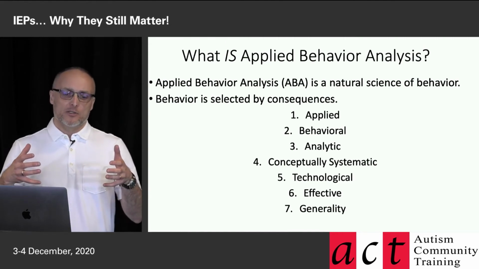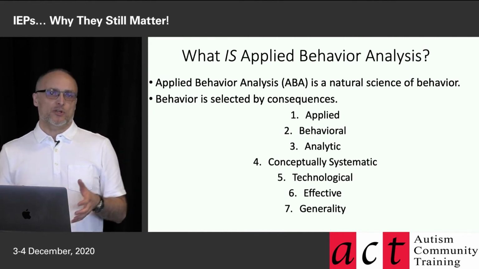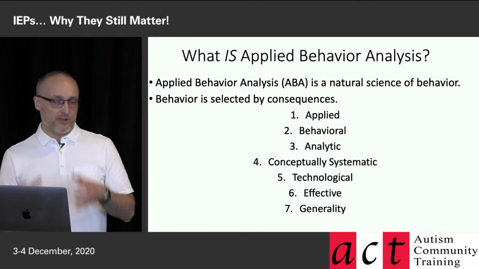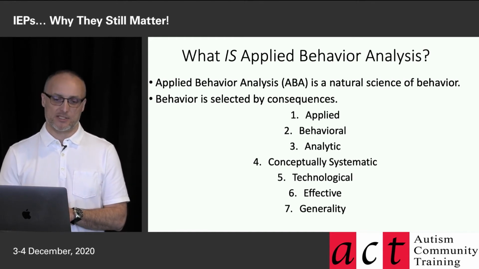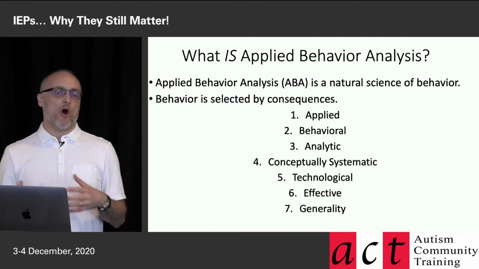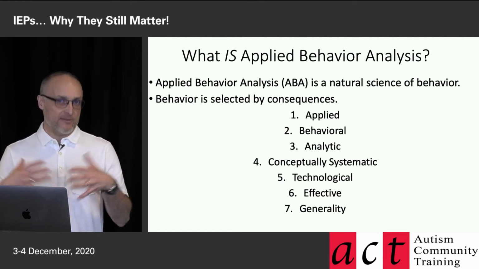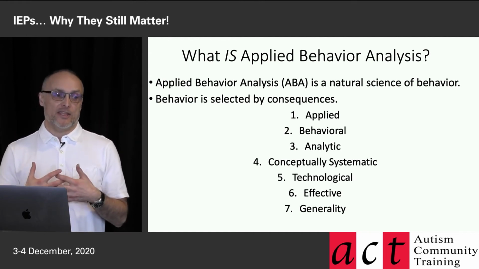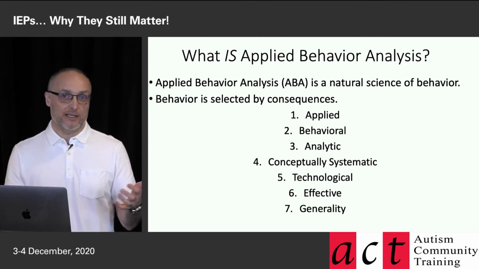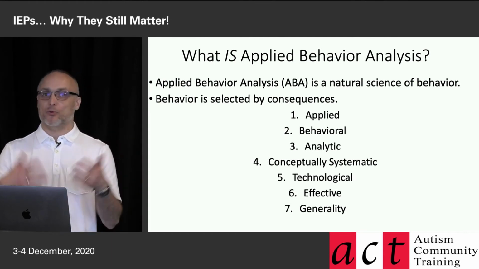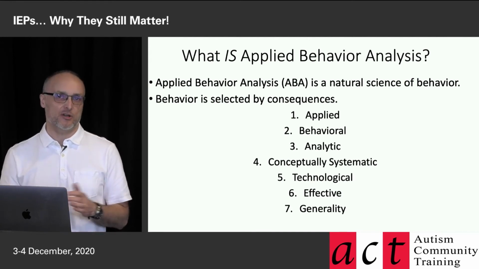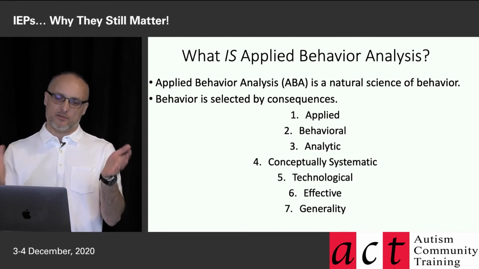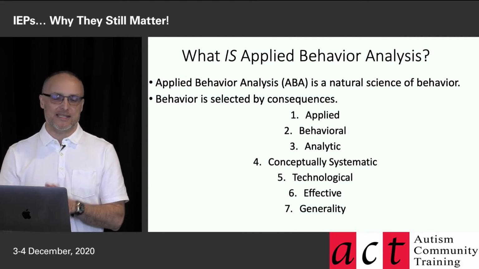Either my student, my client, learns what we're trying to teach, or they don't learn. They acquire the skill or they don't acquire the skill, right? That is the effective element of applied behavior analysis. And then finally, generality. What's the point of all of this if we don't achieve behavior change, learning that they can then take outside of the instructional setting and apply in meaningful ways throughout the rest of their life, right? It can't just matter in here, it needs to matter out there. That's generality.